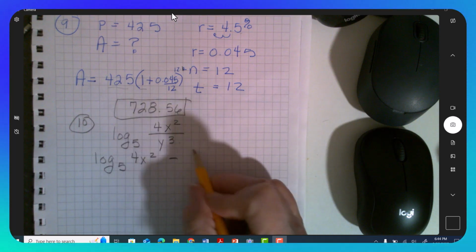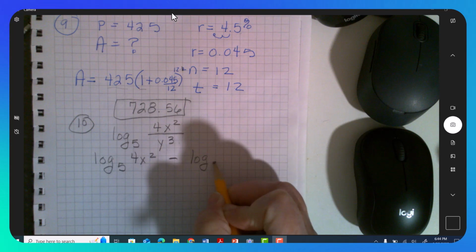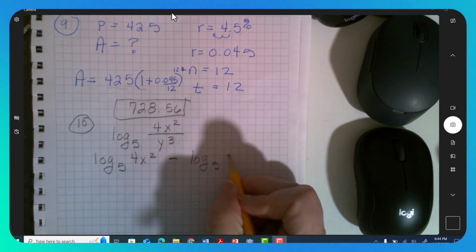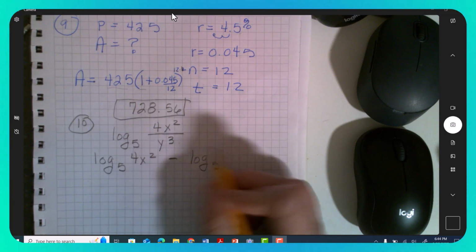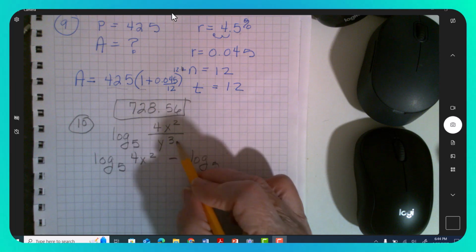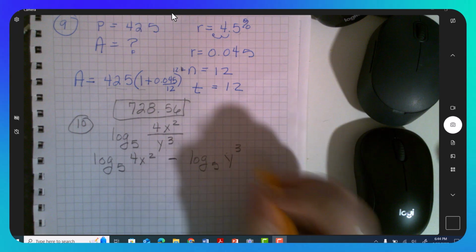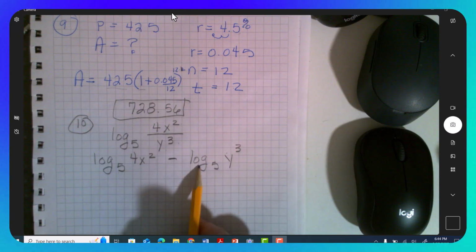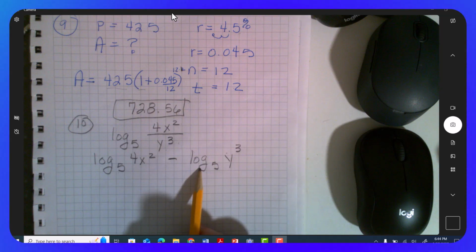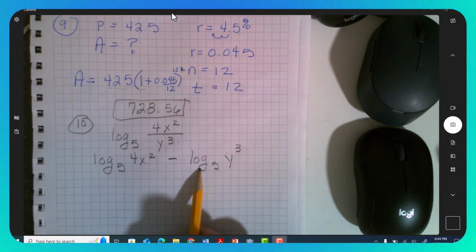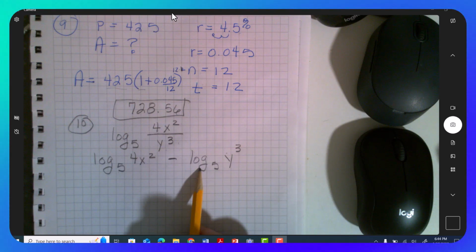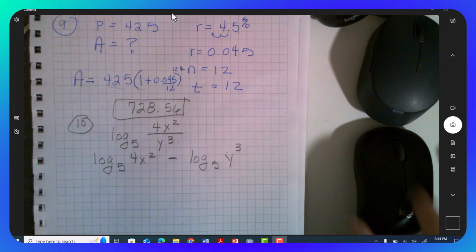Log base 5 of y cubed, y to the third power. That is y to the third power. I didn't lift it way high, but that's what it is. Okay, so we've pulled it apart. What else can we do? Okay, look at that for a minute. Is there anything else that we can do?